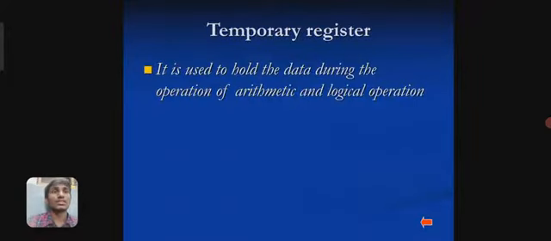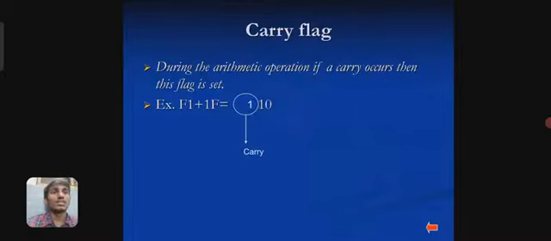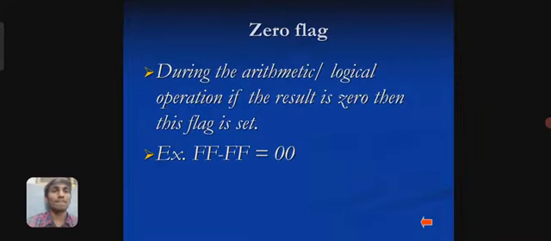So temporary register is used to hold the data during the operation of an arithmetic and logical operation. Sign flag: if the D7 bit of the accumulator is set, then this flag is set, that is 1, meaning that the result is negative, like 7 minus 8 equals minus 1. Carry flag: during the arithmetic operation, if a carry occurs, then the flag is set. For example, F1 plus 1F equals 1 10. Here 1 denotes the carry.